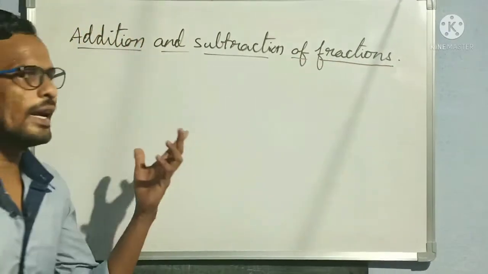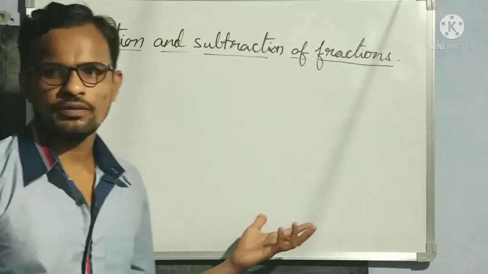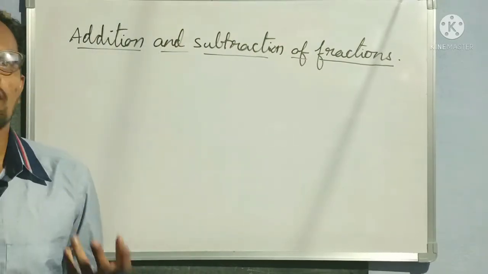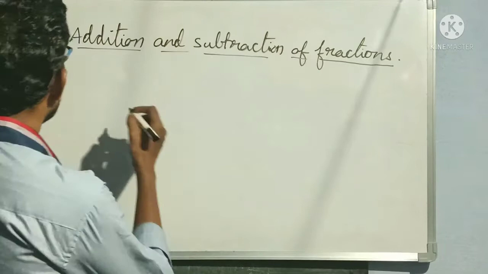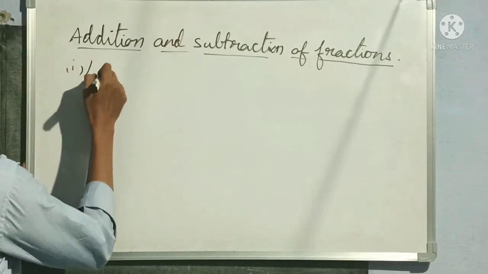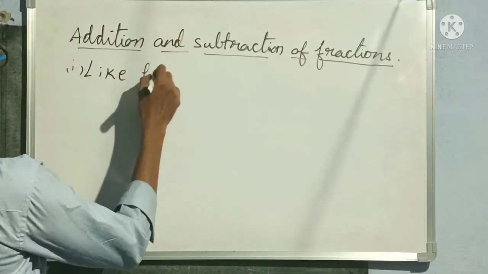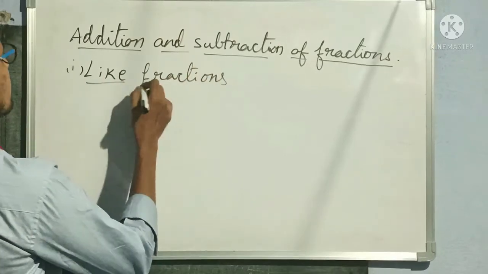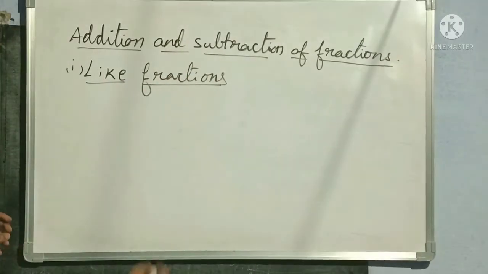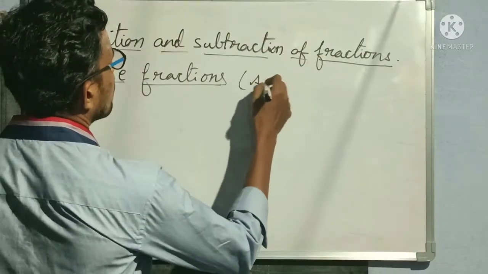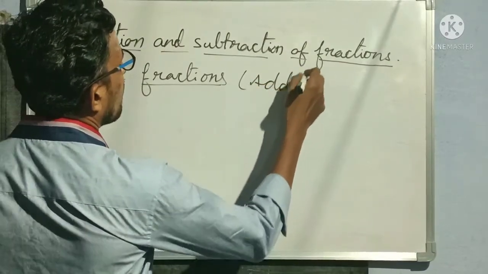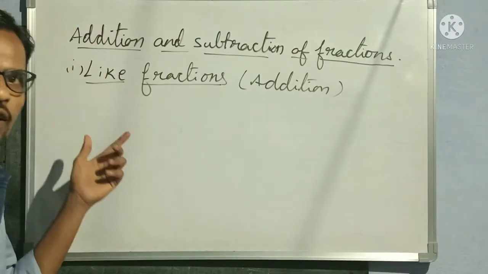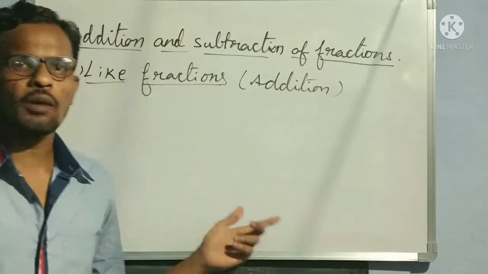So how to do addition and subtraction of fractions? There are two types. First one is when we add like fractions. So what are like fractions first? Like fractions means fractions having the same denominator.